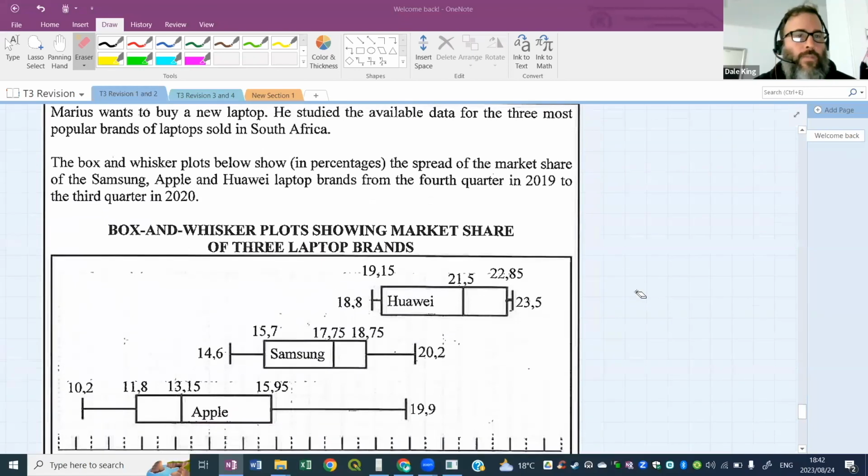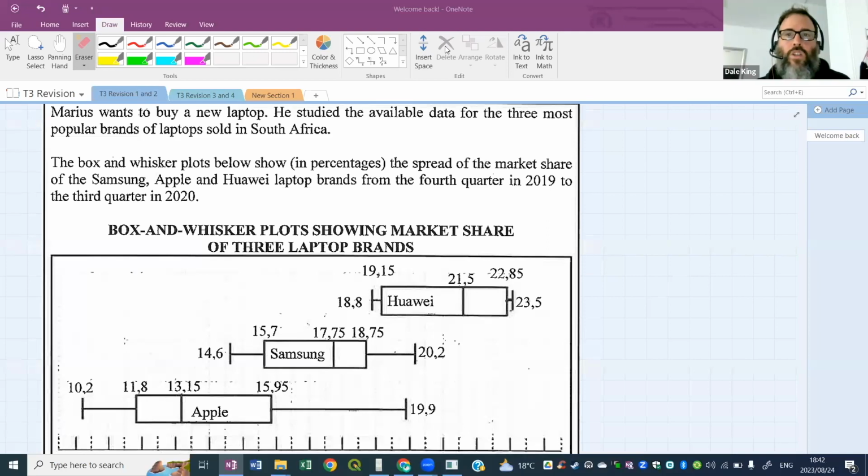Let's have a look at this last question. Marius wants to buy a new laptop. He's a very fastidious person who likes to study things. So he studied the available data for the 3 most popular brands of laptops sold in South Africa. The box and whisker plots below show in percentages the spread of the market share for Samsung, Apple, and Huawei for the fourth quarter 2019 to the third quarter 2020. So that's a year's worth of sales. And this is the spread in market share for each of these brands.